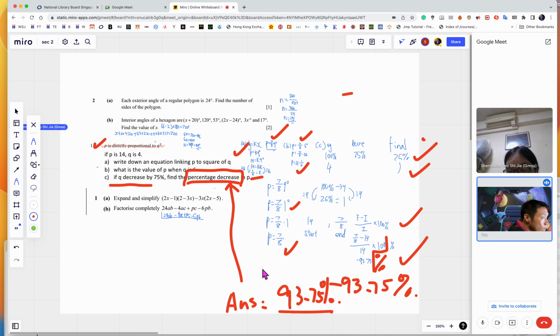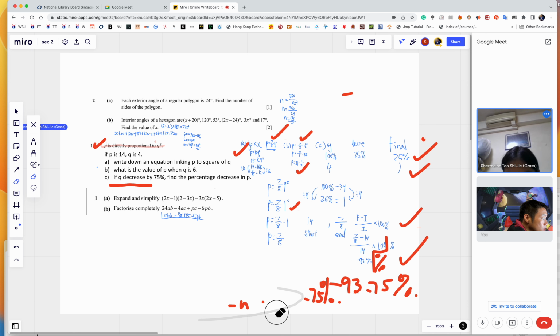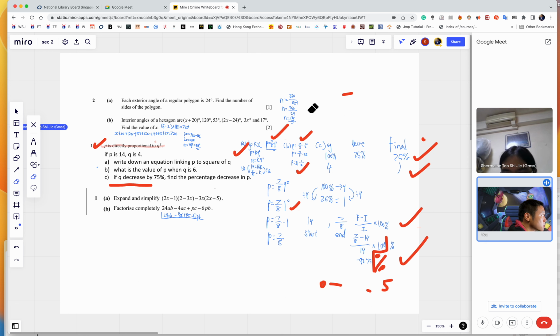Okay, good. So, first question, the exterior angle of the regular polygon is 24. Find the number of sides. Correct. 360 divided by exterior angle, this is the formula. So it's 15. So the interior angle of the hexagon total is this. So you use this plus all together. Very good.